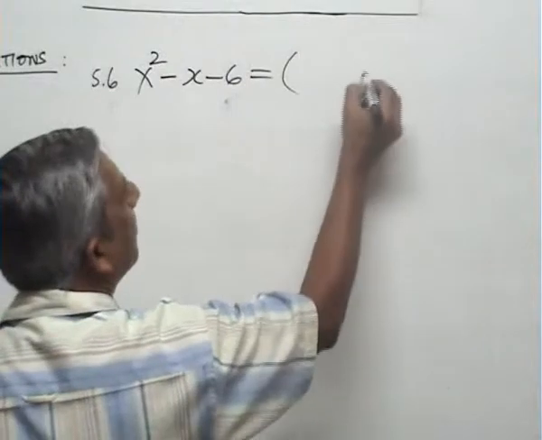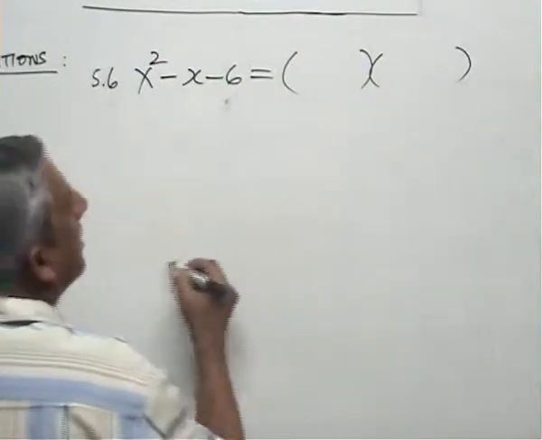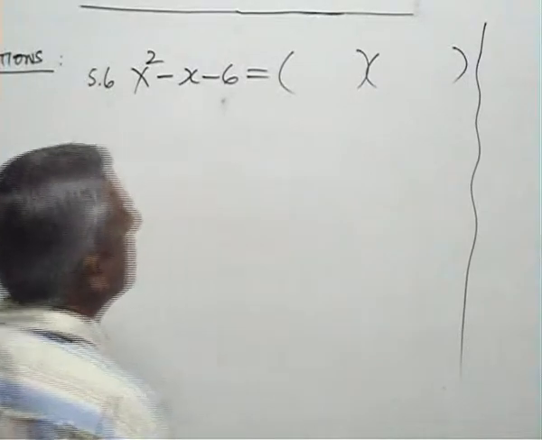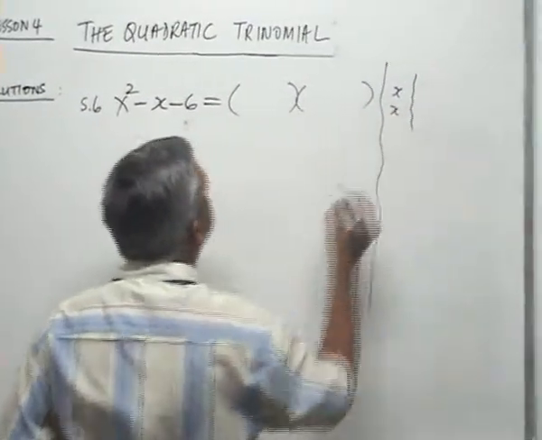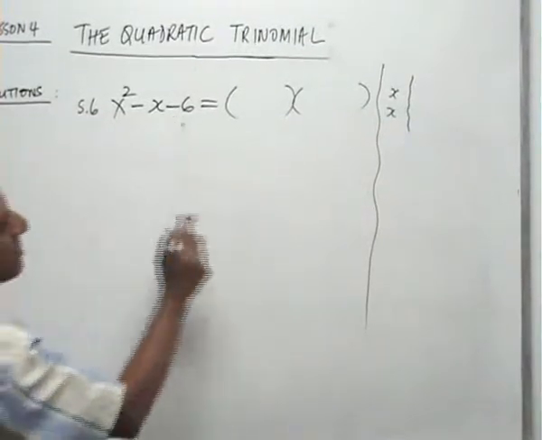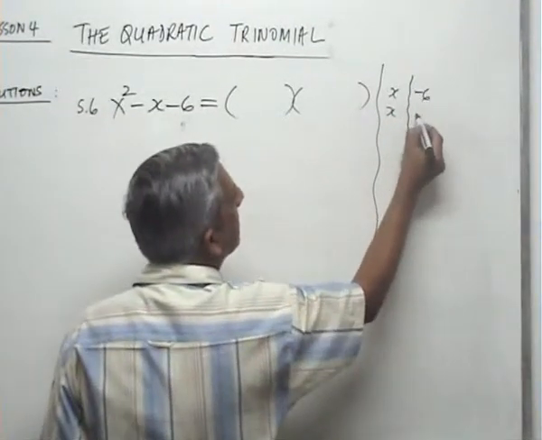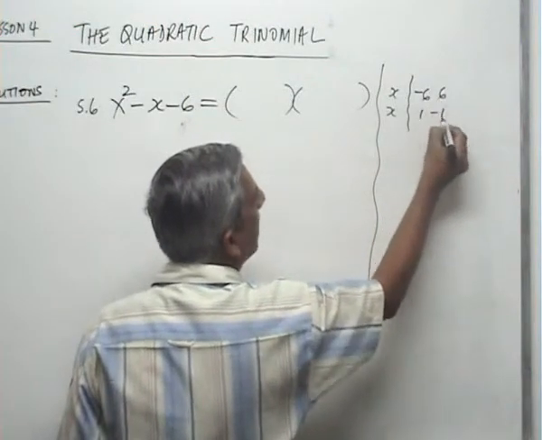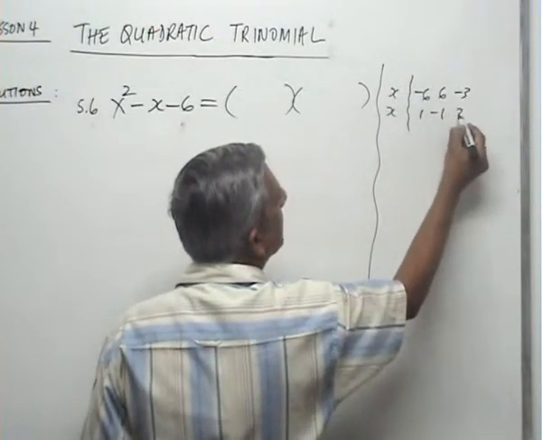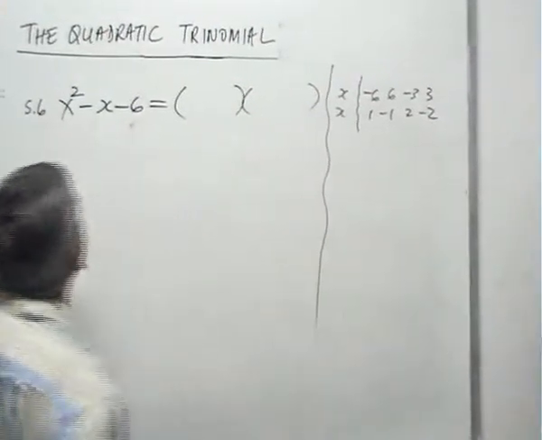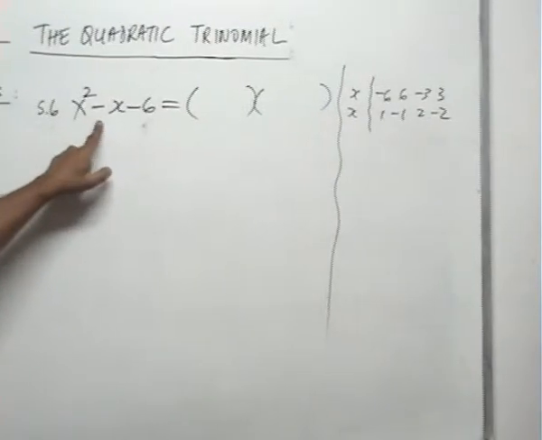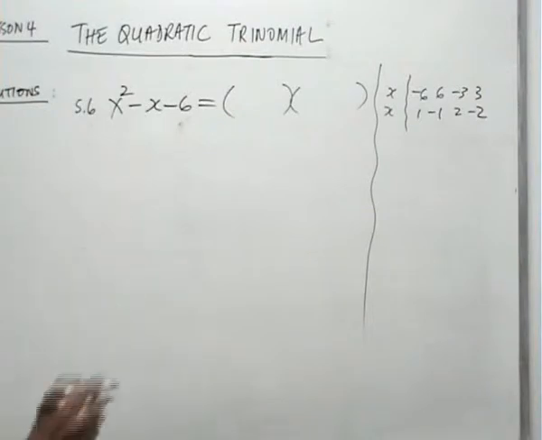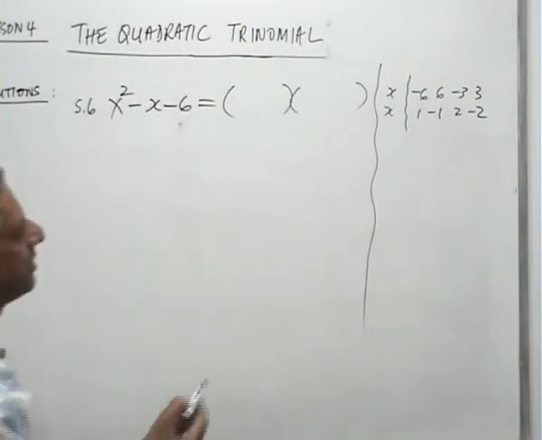Alright, so once again, we know there will be two brackets, but now we're going to do the working on the side. So there's x and x. Now you got minus 6. So you got minus 6 and 1, 6 and minus 1. You got minus 3 and 2. You got 3 and minus 2. You're looking for a minus 1. You see, no 1 is written here, but it's understood. So you're looking for minus 1. So which combination from there is going to give us minus 1?